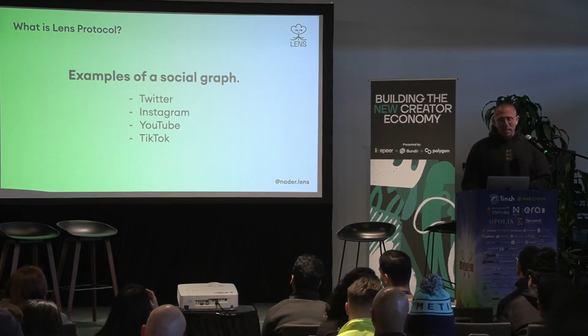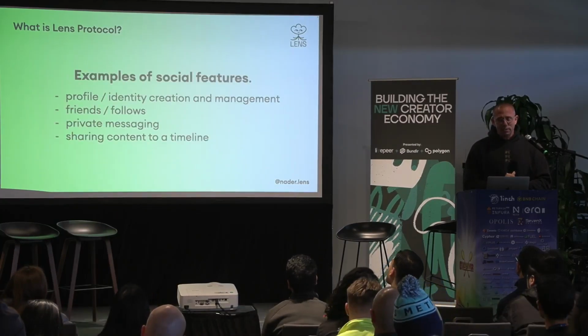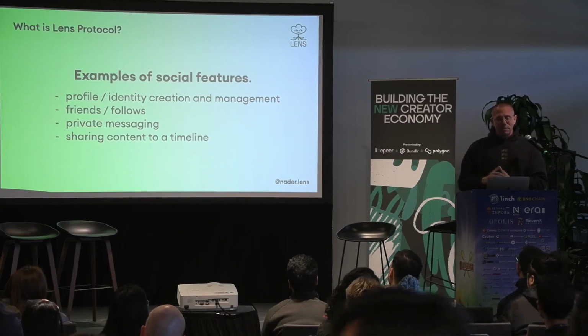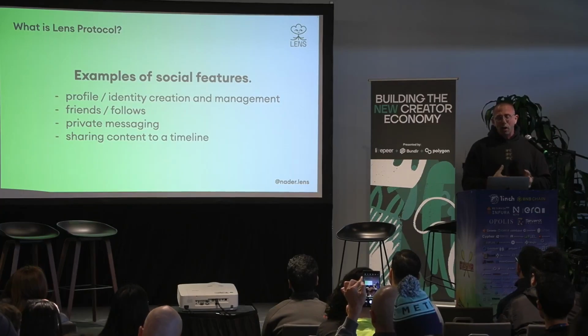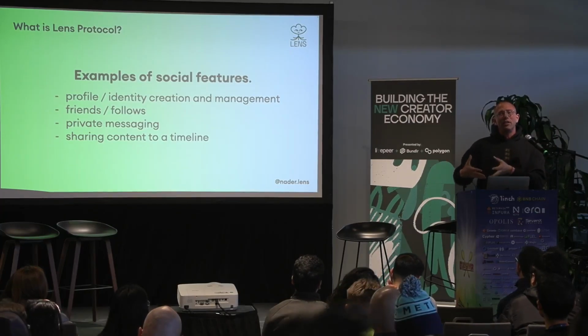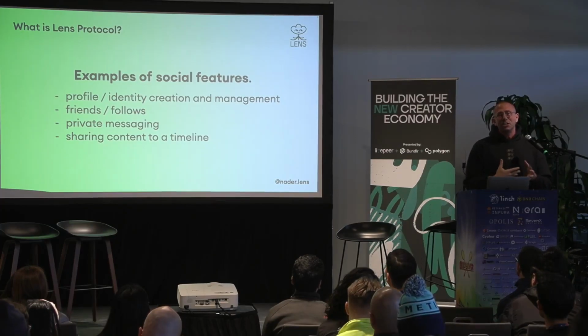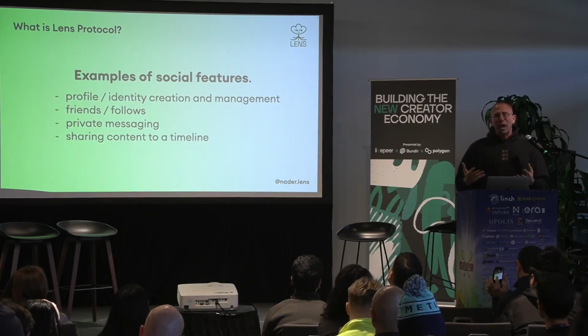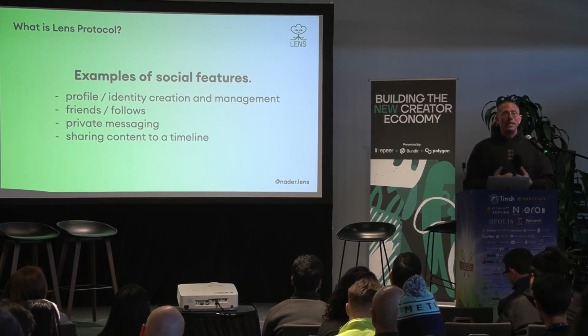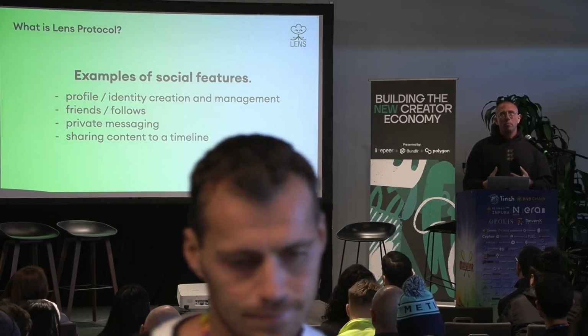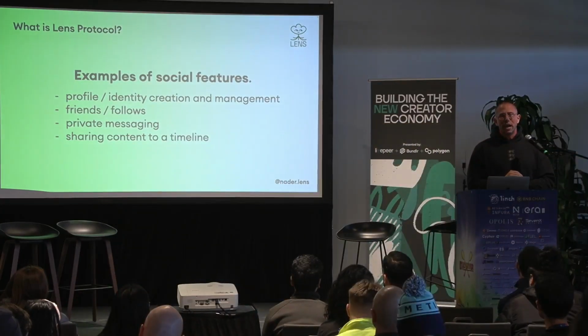I mentioned some examples: Twitter, Instagram, YouTube, and so on. Some examples of these features would be profile or identity creation and management. Instead of implementing all of this again from scratch, you might have just an API call that allows someone to create a profile, fetch that profile, and manage that profile. You might want to be able to follow someone, send them encrypted DMs, and share some type of content to a timeline.